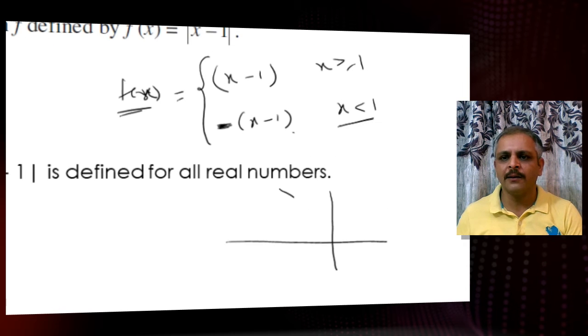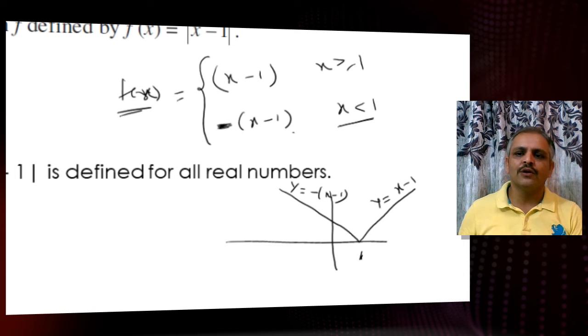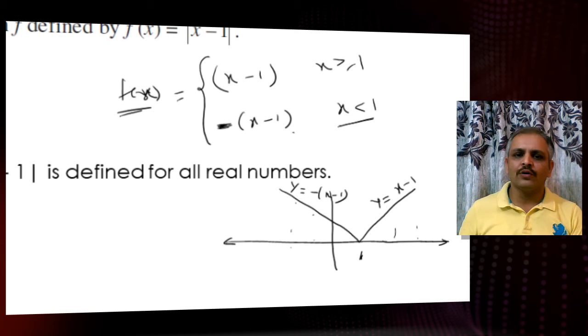So it will comprise these two lines. This is one, and this line will be y is equal to x minus 1, and this line will be y is equal to minus of x minus 1. So if you can see that, for all the values of x, there must be a value of y correspondingly. So the domain will be all real numbers, no issue, everywhere the function exists.